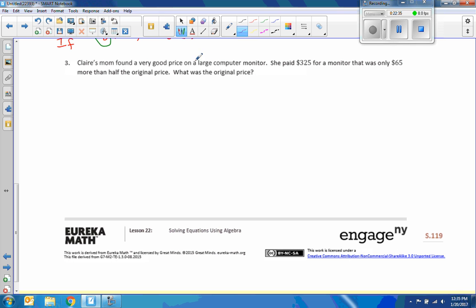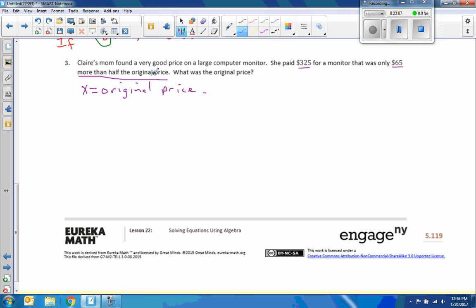Claire's mom found a very good price on a large computer monitor. She paid $325 for a monitor that was only $65 more than half the original price. What was the original price? Okay, let x equal original price. In math, we love the variable x. That's why we do not use dots anymore. We use x's. So let x equal the original price.